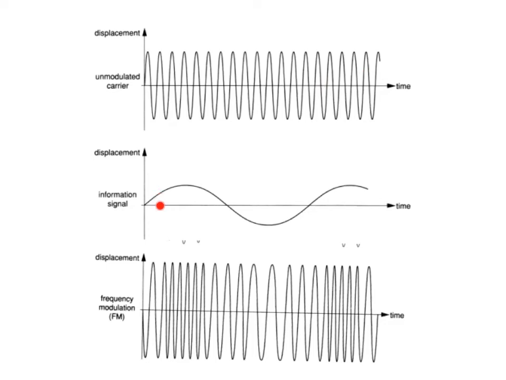If it is a little bit positive, then the frequency will increase a little bit. If it's very positive, then the frequency will increase a lot. If it's a little bit negative, the frequency will decrease a little. If it's very negative, then the frequency will decrease even more.